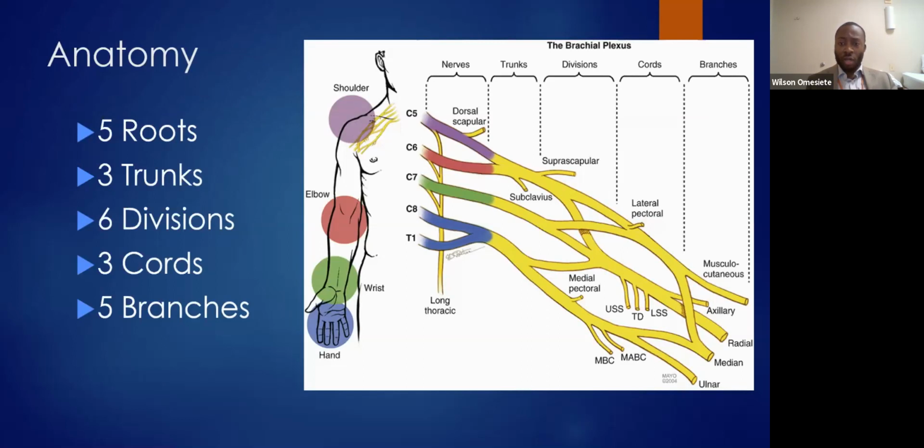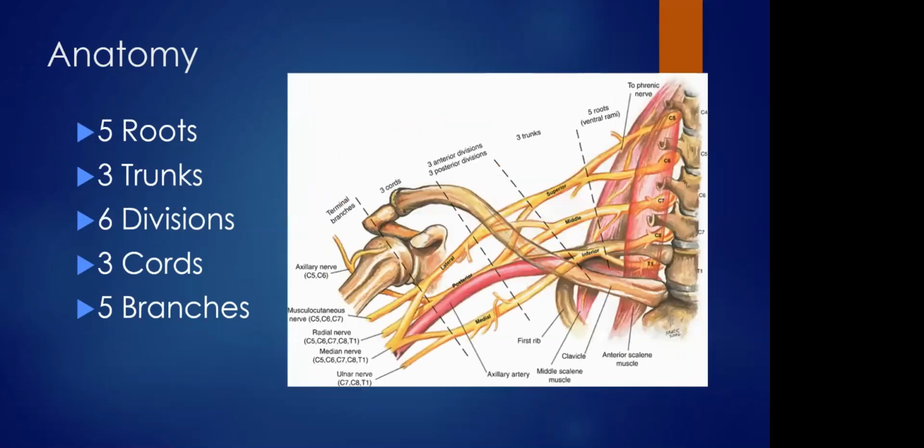C5 is largely responsible for maintaining stability at the shoulder. With C6 you have significant contribution to your ability to flex at the elbow. C7 for wrist extension, and C8 and T1 are primarily responsible for intrinsic hand function and, via the median and ulnar nerves, intrinsic and extrinsic.